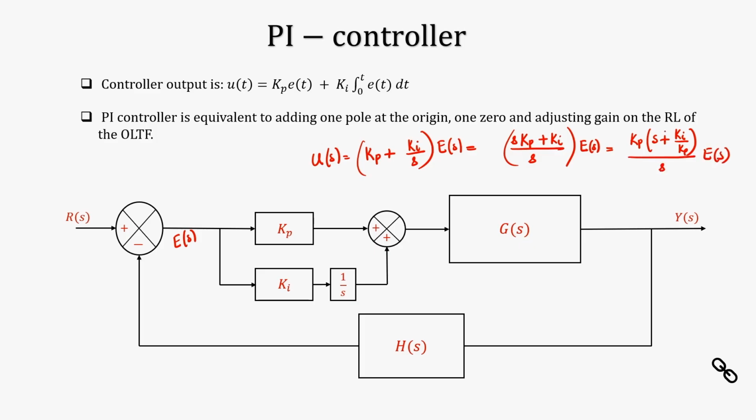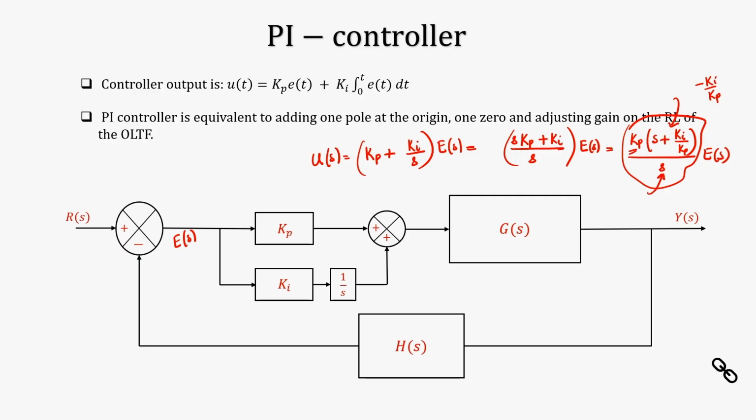Now, notice this is the controller. So, a PI controller is nothing but the introduction of a 0 and a pole: a 0 at the point minus Ki by Kp, a pole at the origin, and then adjusting the gain K. This is what a PI controller is all about.